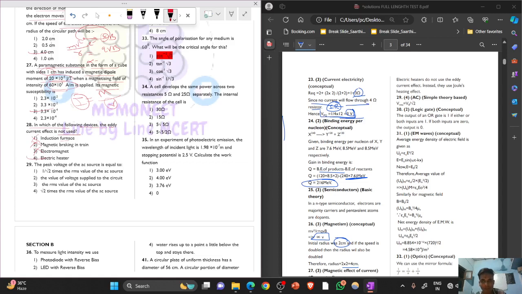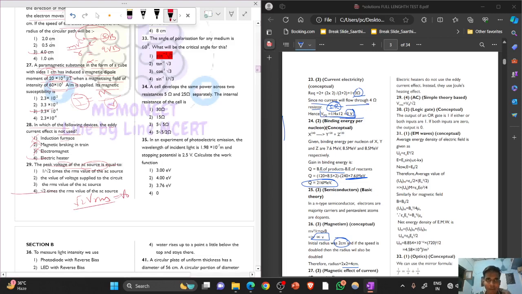Now moving ahead, the peak voltage of an AC source is equal to V naught. Option first: V naught by root 2 times the RMS value of the AC source. Peak voltage is root 2 times the RMS, as RMS is equal to V naught by root 2. So root 2 times the RMS, and option 4 will be your correct answer.